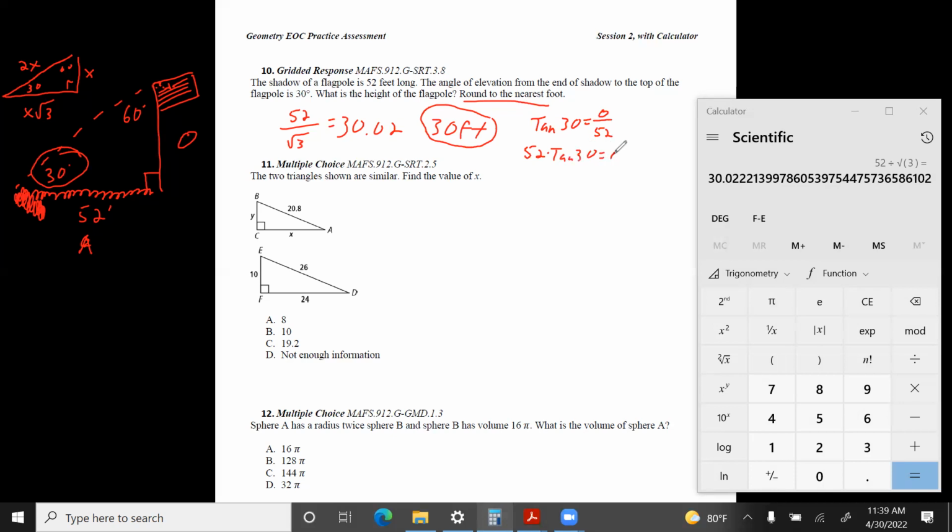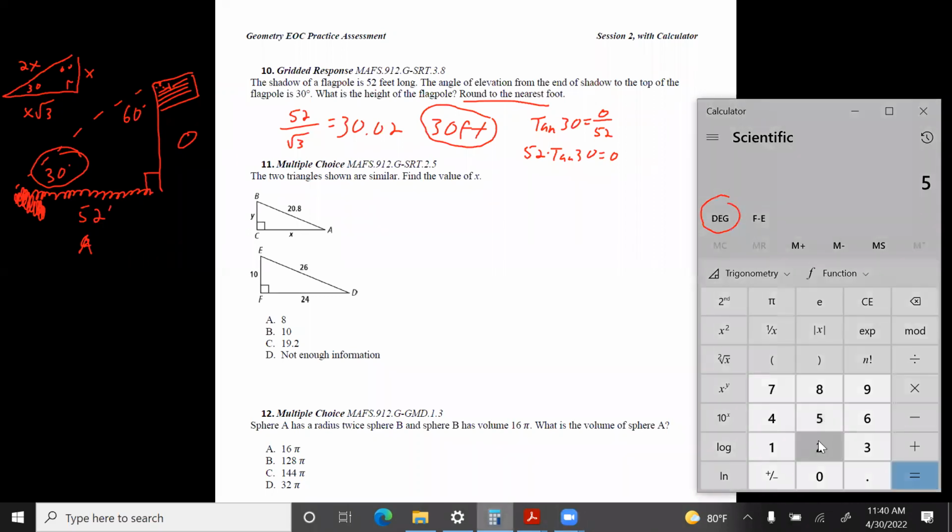Now, when you go to plug this into the calculator, you have to make sure that you're in degree mode. Again, if you type in any type of sine, cosine, and tangent problem in your calculator and it's not in degree mode, you get a wrong answer. You can see my calculator is in degree mode right now. So you want to make sure it says degree mode. All right, let's type it in, and we should get the same value we had before. So we have 52 times 30, second, tangent.